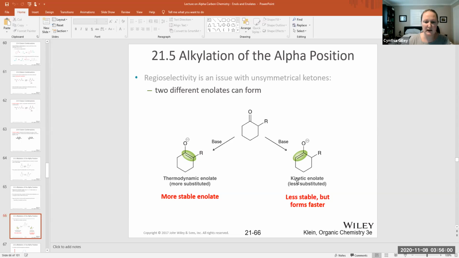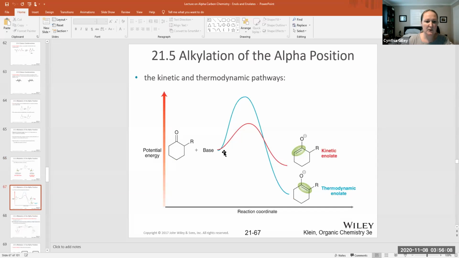So we can take advantage of that by using conditions that favor kinetics versus thermodynamics. So the appropriate choice of base, right, will determine whether the kinetic enolate or the thermodynamic enolate forms as the major intermediate in this reaction. Notice that the kinetic enolate goes through a lower energy transition state. And again, that's because of less steric hindrance in the transition state, leading to the deprotonation of one of the less sterically hindered and more accessible hydrogens on the alpha carbon here on the left.